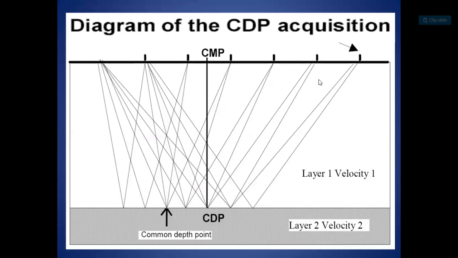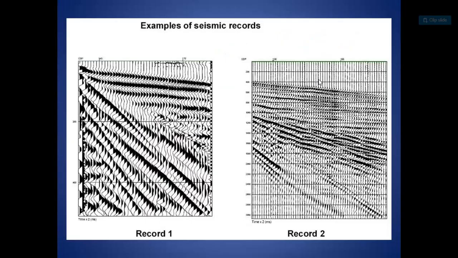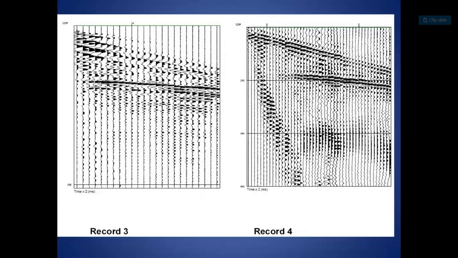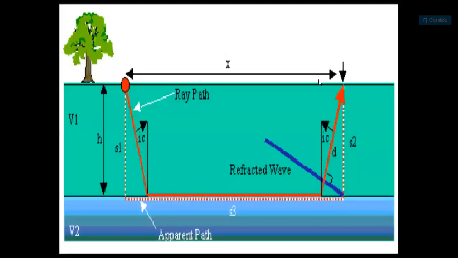Common depth point, layer 1, velocity 1, and layer 2, velocity 2. So these are the geophones, layer 1 and layer 2. Seismic ray lines in CDP acquisition. Examples of seismic records: record 1, record 2, record 3, record 4, record 5, record 6.